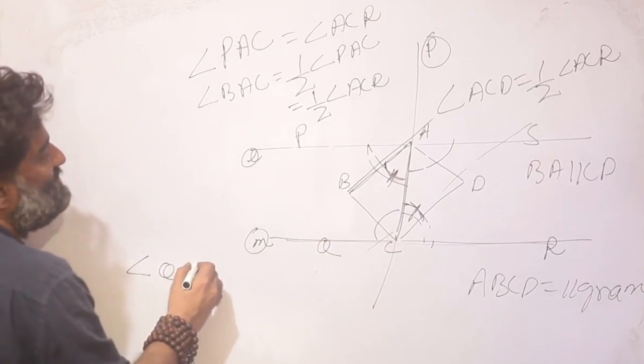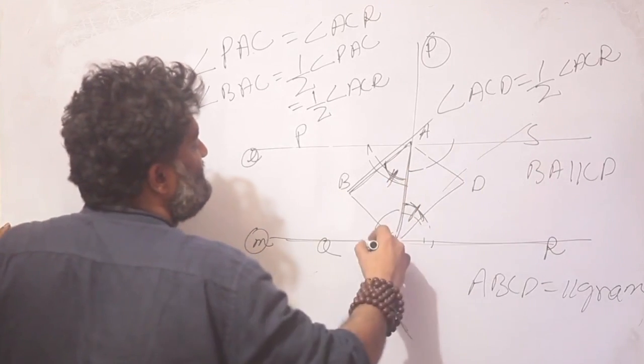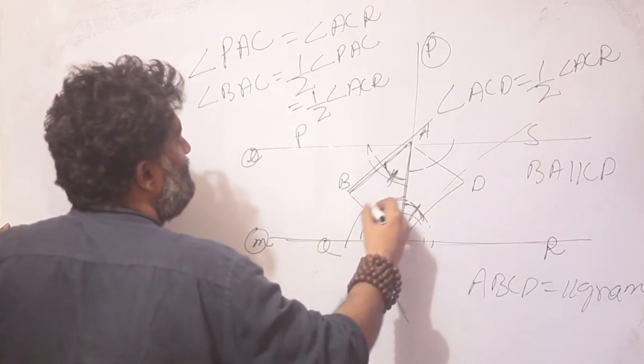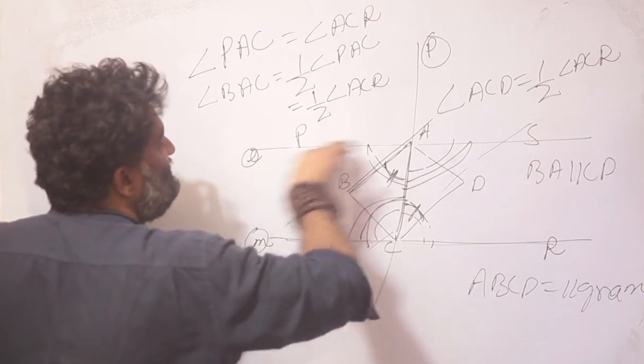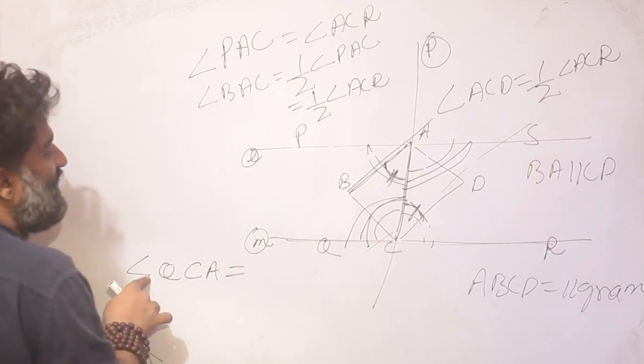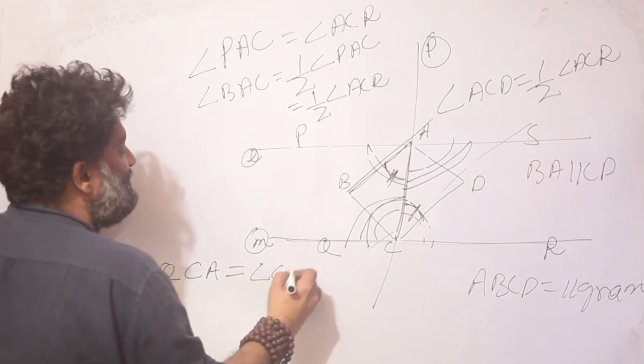Angle QCA is equal to angle CAS. This angle is equal to this angle. Alternate interior angles, these are the two parallel lines. So angle QCA is equal to angle CAS.